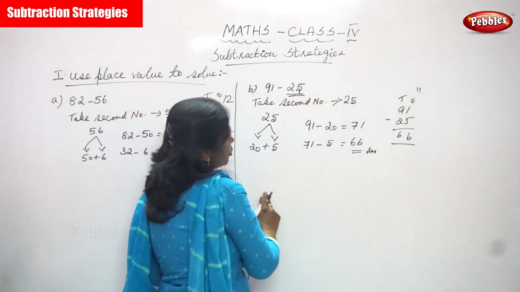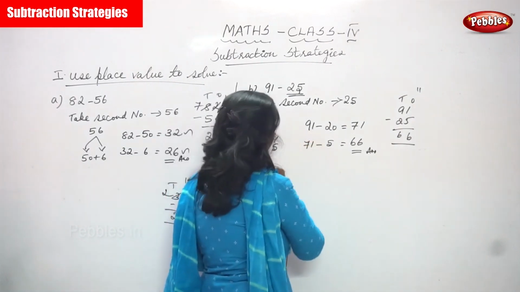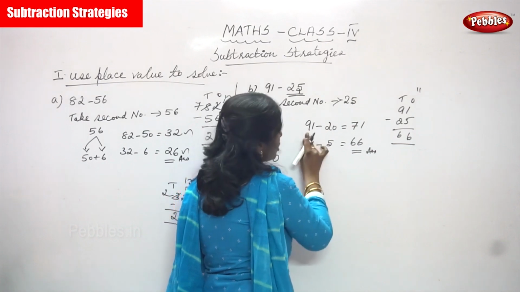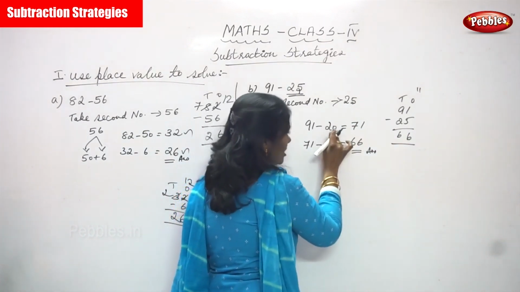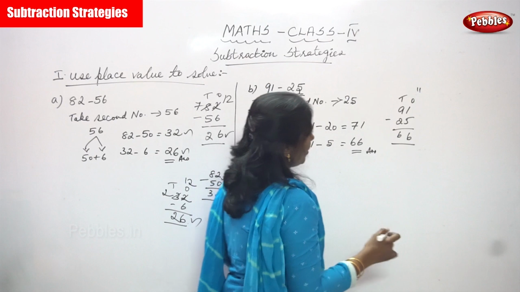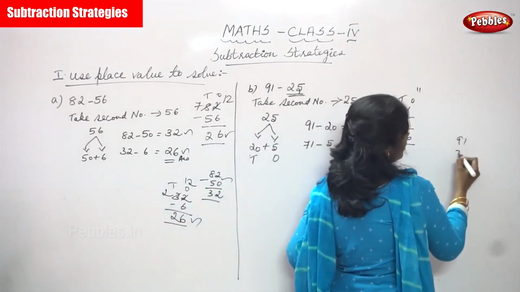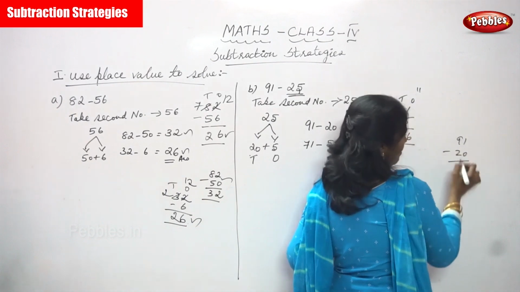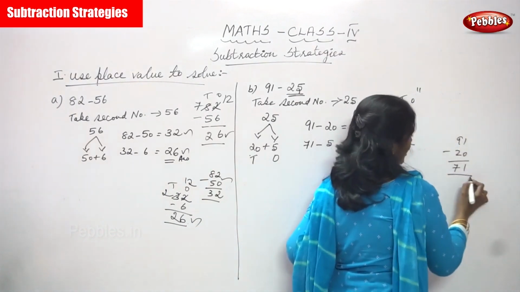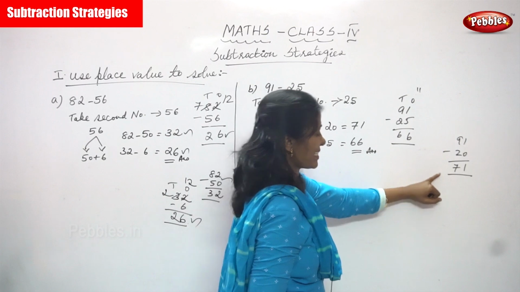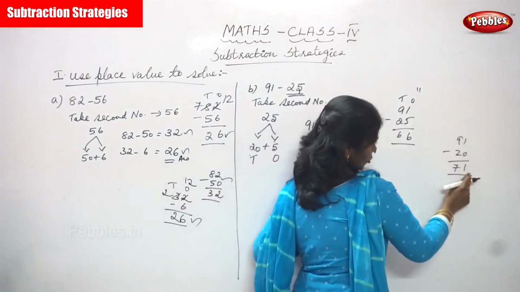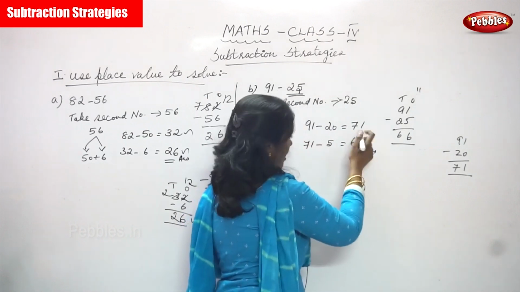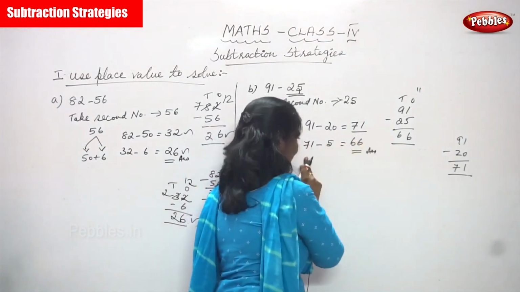Now we write the first number, 91. This is tens and this is ones. 91 minus the tens value, 20. 1 minus 0 is 1, and 9 minus 2 is 7. The answer is 71. So you write 71 again.